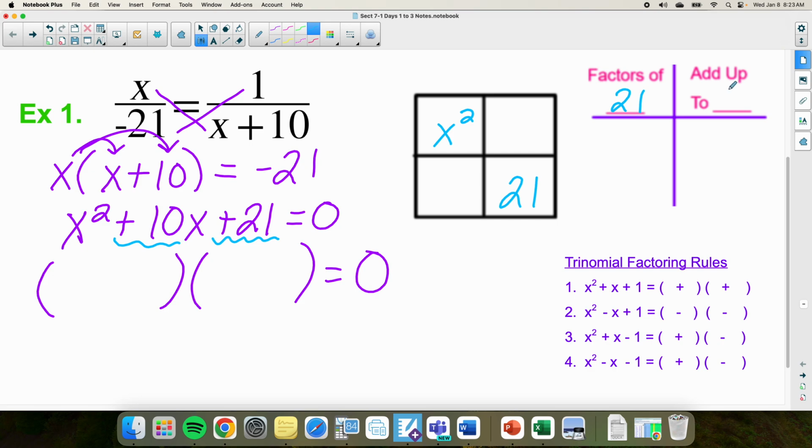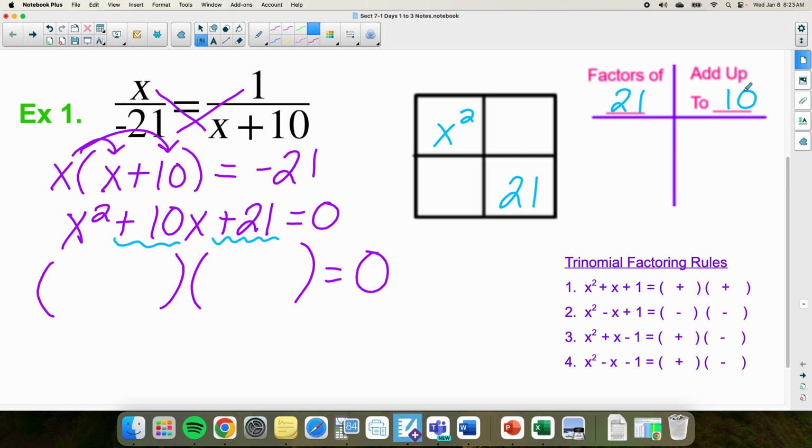So this is positive, so we just write 10. Okay? Now, what we try to do is think of two numbers that multiply to give us 21, and when we add them, it gives us 10.